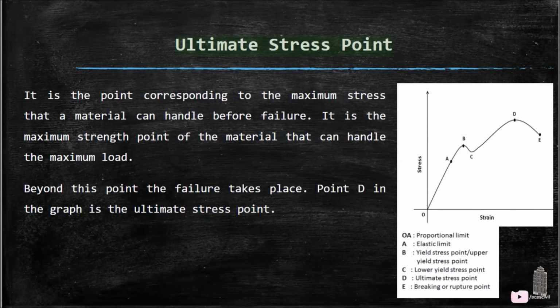Ultimate stress point. It is the point corresponding to the maximum stress that a material can handle before failure. It is the maximum strength point of the material that can handle the maximum load. Beyond this point the failure takes place. Point D in the graph is the ultimate stress point.